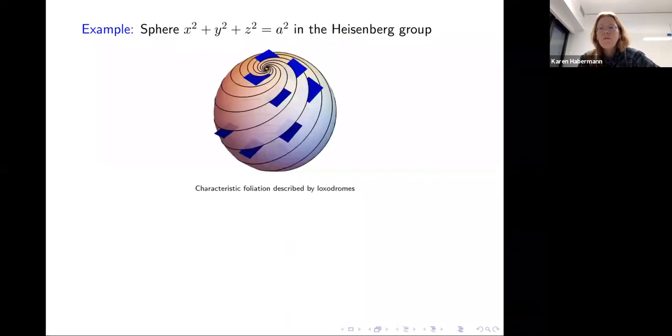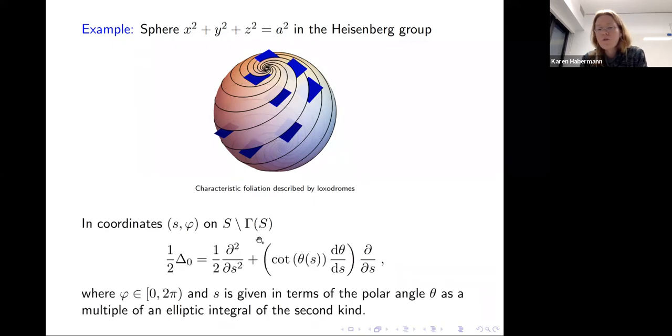Then another example, and I'm simply including it because it has a nice picture. So if you look at a sphere in the Heisenberg group, and now play exactly the same game again, you end up with 2 characteristic points, the north and the south pole. And now your characteristic foliation is given by so-called Loxodromes, connecting the north and the south pole. And you can also compute 1/2 of this delta 0, but this time around it doesn't look as nice.